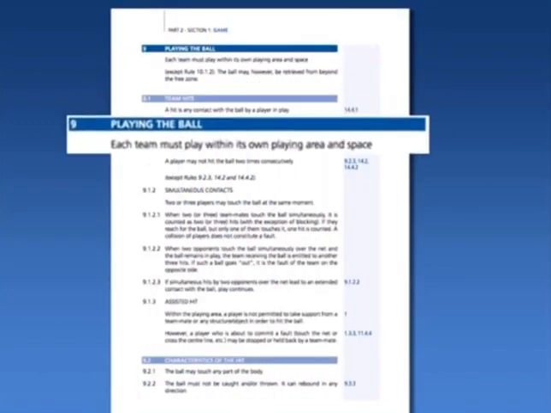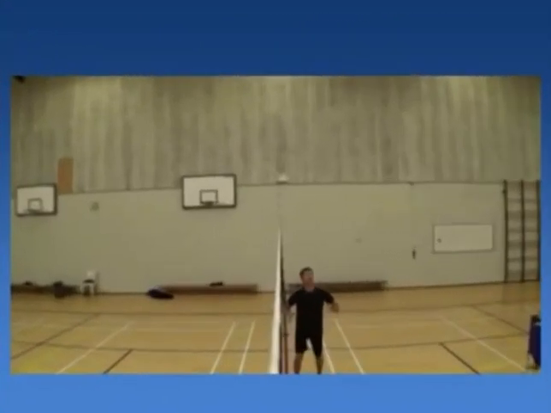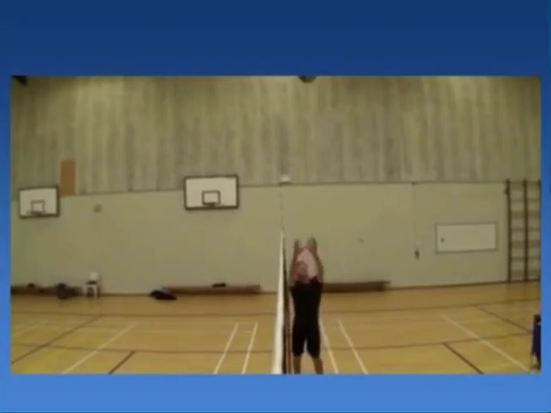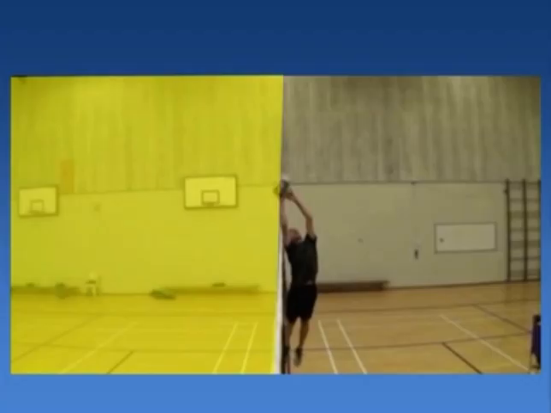The applicable rule is that when playing the ball, each team must play within its own playing area and space. Let's look at some examples. As you can see here, the setter is jumping above the net, and part of the ball that he is touching is on the opponent's side of the court. It's in the opponent's space, so this is a reaching fault.